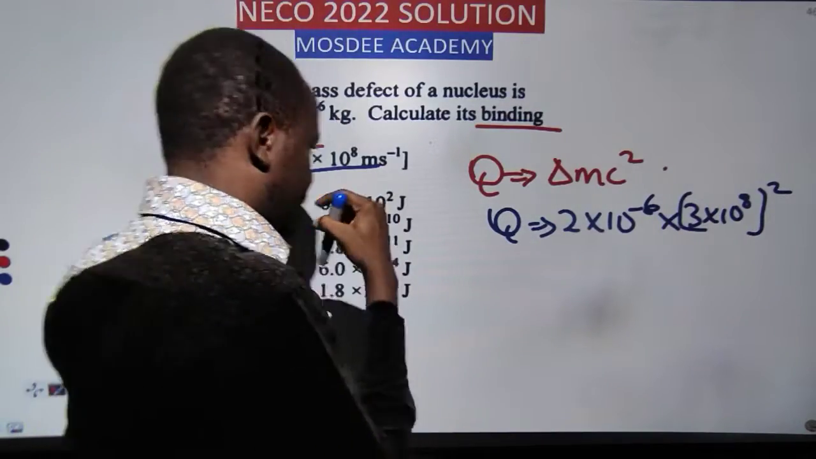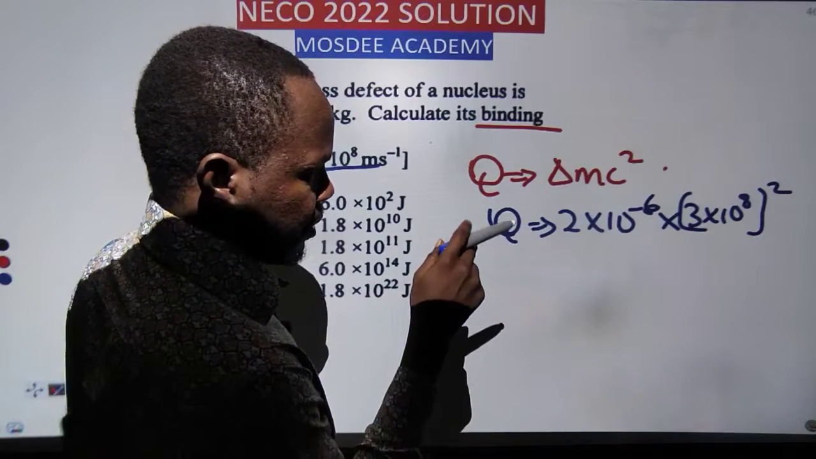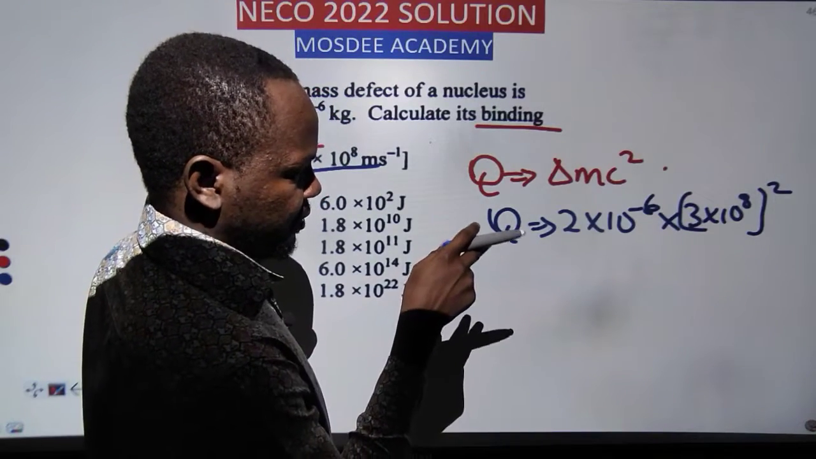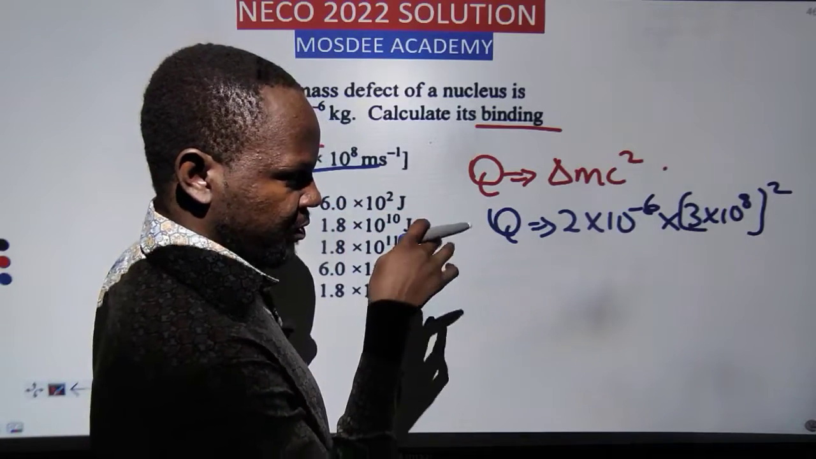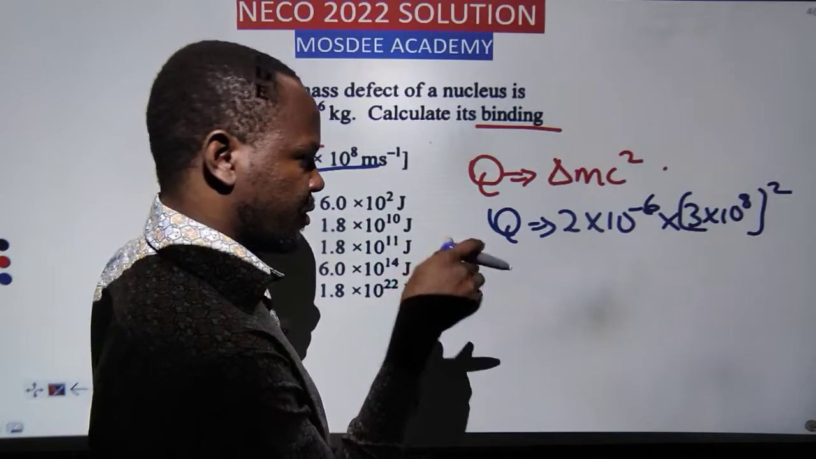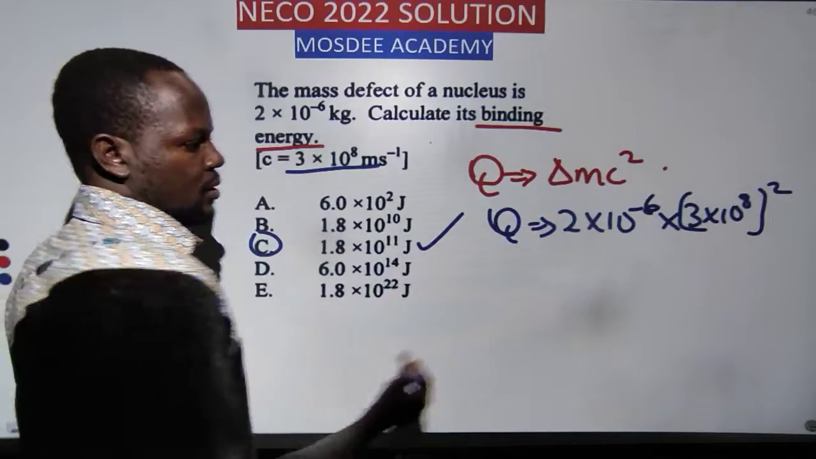9 times 2 is 18 times 10 to the power 16, times 10 to the power minus 6. 16 minus 6 is 10. 18 times 10 to the power 10, that is 1.8 times 10 to the power 11. So this is correct, in joules. Next one.